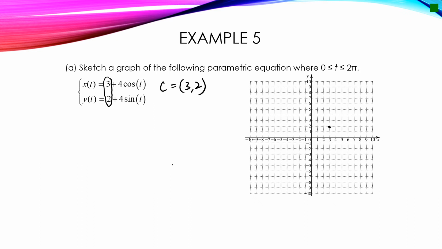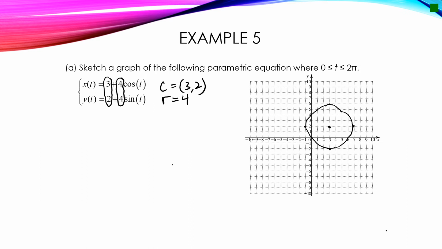The other thing I notice is that the numbers in front of the sine and the cosine are the same. When they're the same, that means they have an equal distance from the center to the edge of the shape. So in this case, that makes it a circle of radius 4. From that center, I'm going to go to the right 1, 2, 3, and 4, up 1, 2, 3, and 4, left 1, 2, 3, and 4, and down 1, 2, 3, and 4. And I'm going to connect those with a nice smooth curve, something that looks circular. Certainly my graphing device will do a better job.